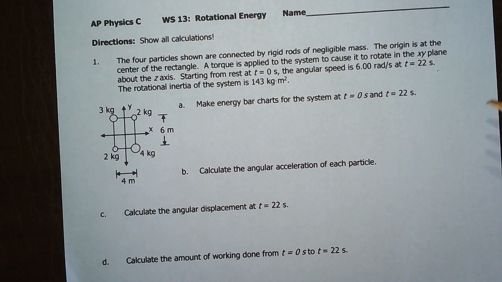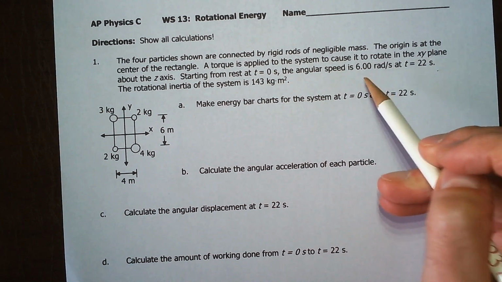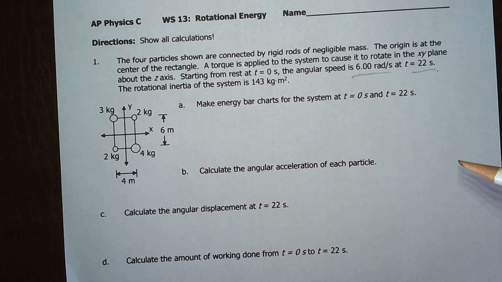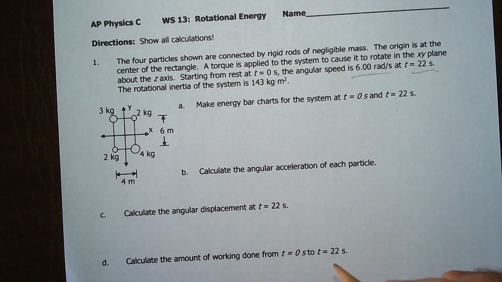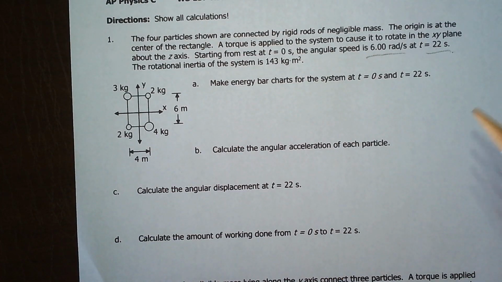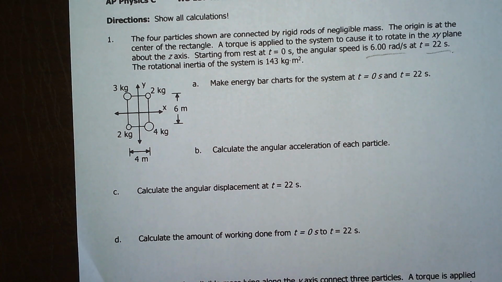Calculate the angular acceleration of each particle. All right, well, that's going to be through kinematics. You know the initial speed is 0, the final speed is 6, the time is 22, and so I would use Vf equals Vi plus At to find the acceleration. Calculate the angular displacement. So that's going to be some more kinematics. You know the initial speed, you know the final speed, you know the time. So you could do d equals v bar t and solve for the distance, the angular distance in radians.